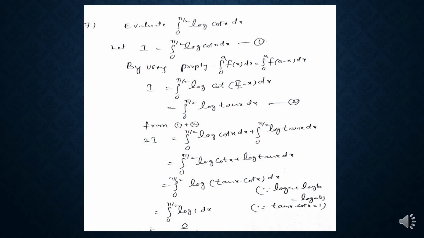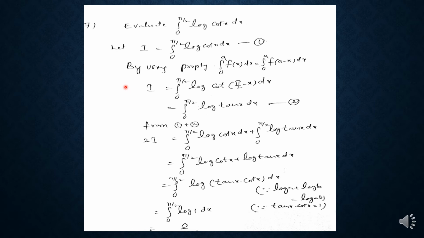Next problem. Evaluate the integral from 0 to pi by 2 of log cot x dx. Let us take the given function as I equals integral 0 to pi by 2 log cot x dx. Here also we can see the trigonometric function and logarithmic function in the integrand, and the limits are 0 to pi by 2.